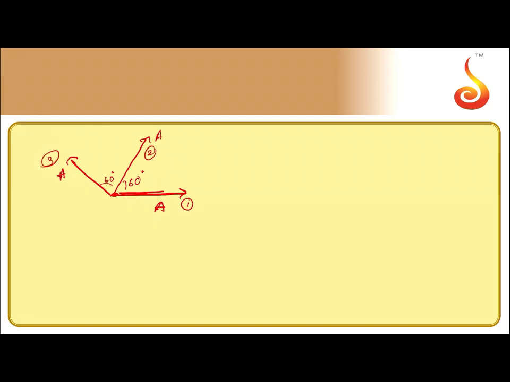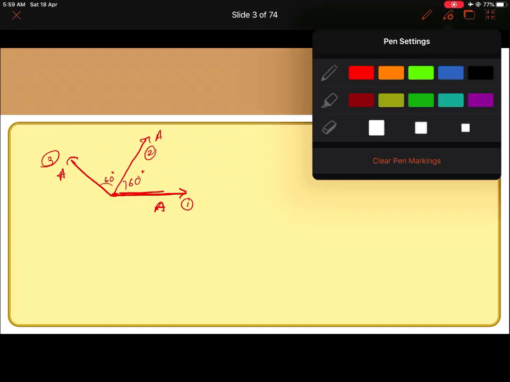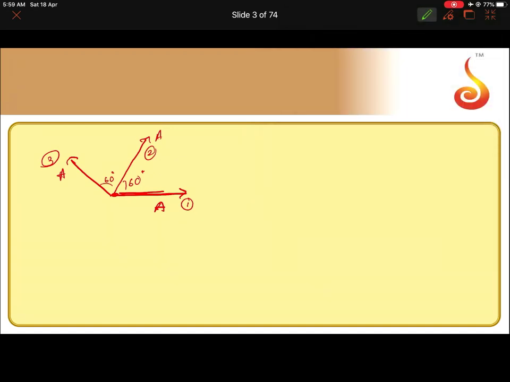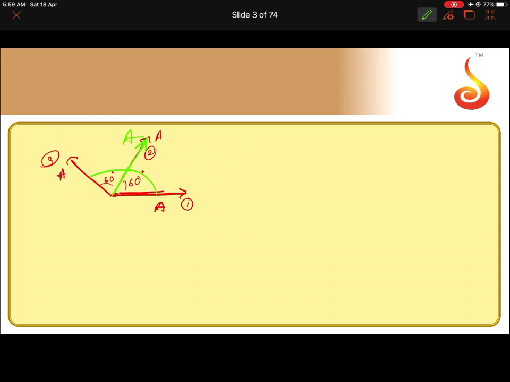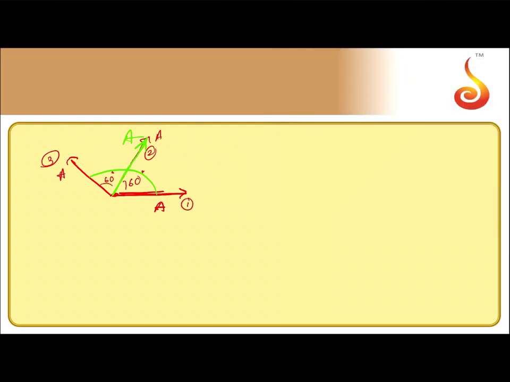If I consider 1 and 3, you notice that the phase difference between 1 and 3 is 120 degrees. If I combine 1 and 3, we get one more SHM of amplitude A. You know that the resultant of any two vectors of equal magnitude aligned at 120 degrees is equal to the magnitude of any one of them.